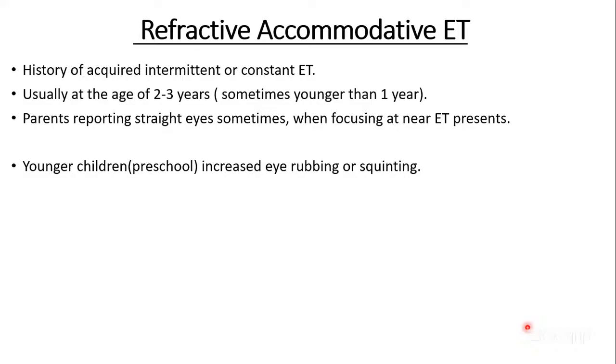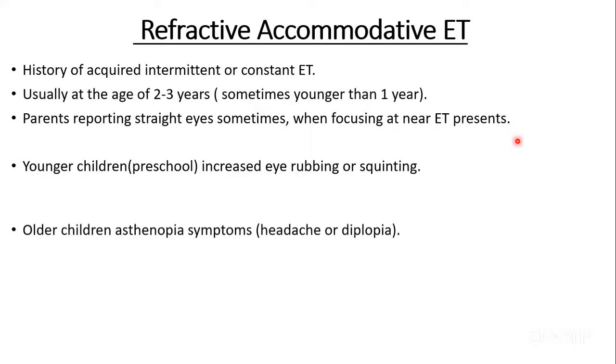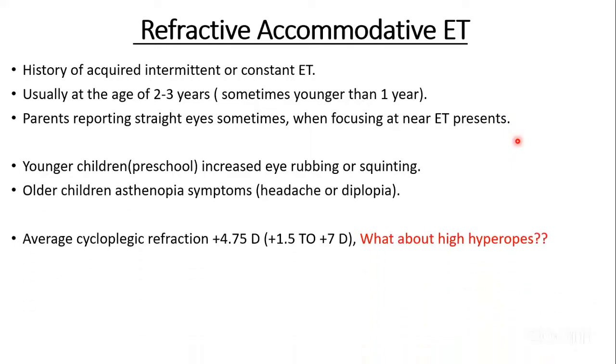Some parents will report that the patient has a straight eye sometimes, but when the patient is focusing at near, the esotropia will be more prominent. Also, older children will have some asthenopic symptoms, headache. Average cycloplegic refraction is usually plus 4.75 to plus 5 diopter.